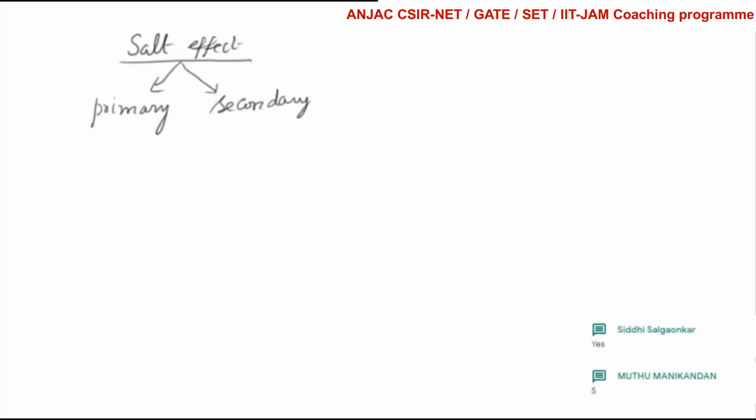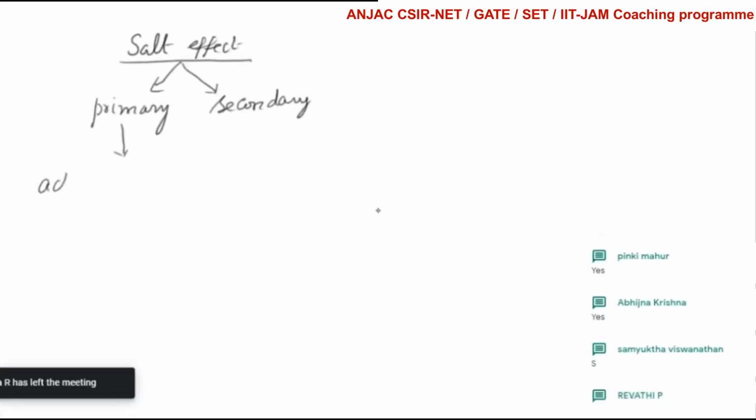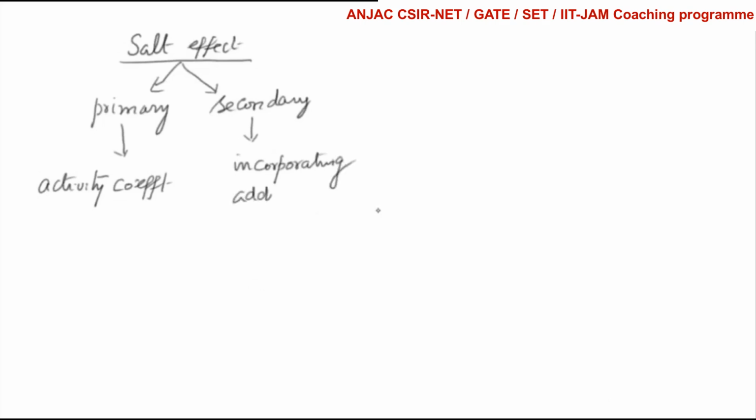The primary salt effect affects the rate of the reaction by affecting the activity coefficient. The secondary salt effect affects the rate of the reaction by incorporating additional reactant ions. That's the difference between the primary salt effect and the secondary one.